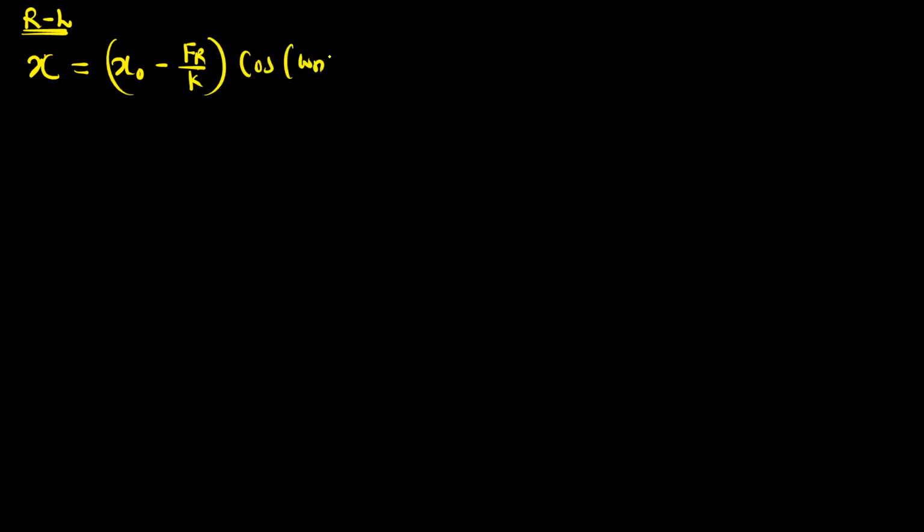So our equation is only for right to left motion. x is equal to x0 minus fr upon k, cos omega nt plus fr upon k. Our aim is we want to draw the waveform after initial displacement.